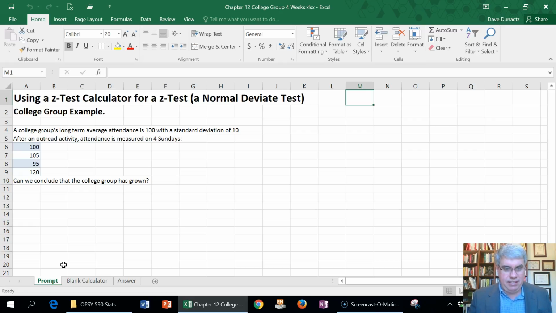Is this enough evidence? The way that we're going to do this is with a normal z-test, because we have a sample of 4 Sundays and we have information on the population. The population here is the group attendance, whatever the statistic is that we know is true for the whole population, and we want to find out if our sample is different from it. So our population average is 100 with a standard deviation of 10.